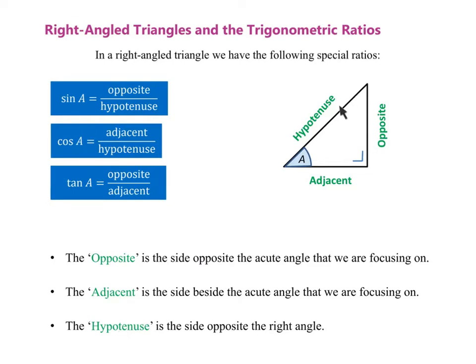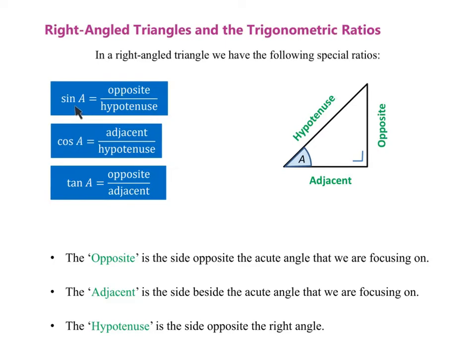Now that is always the side that is opposite the right angle, or the 90 degree. So the 90 degree angle is here, and the hypotenuse is the side that's opposite that 90 degree. In most cases, it's generally the longest side of the triangle.